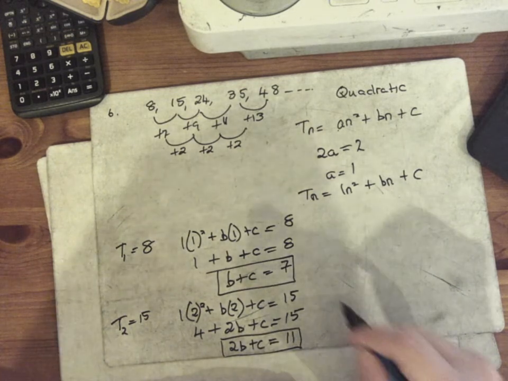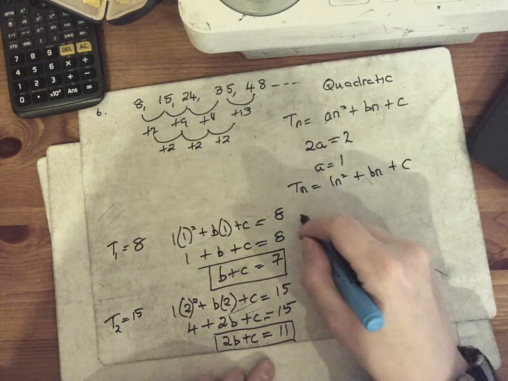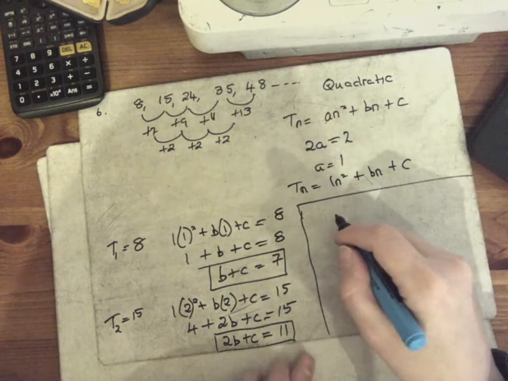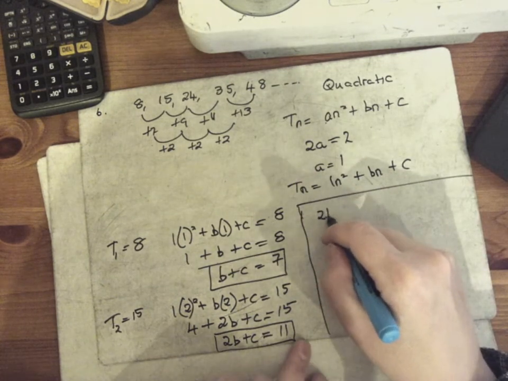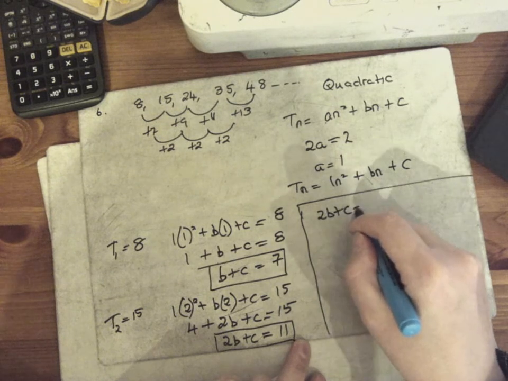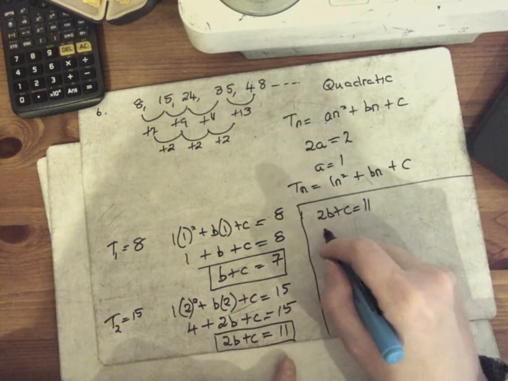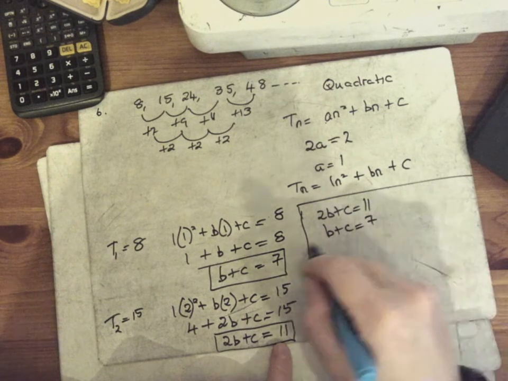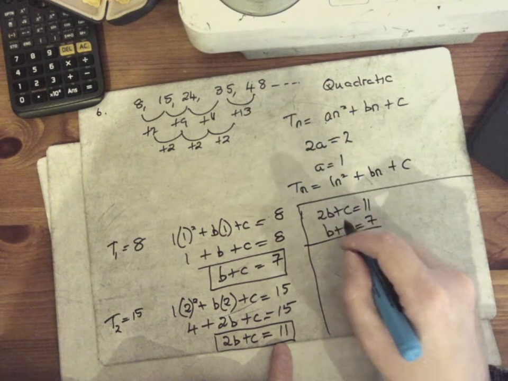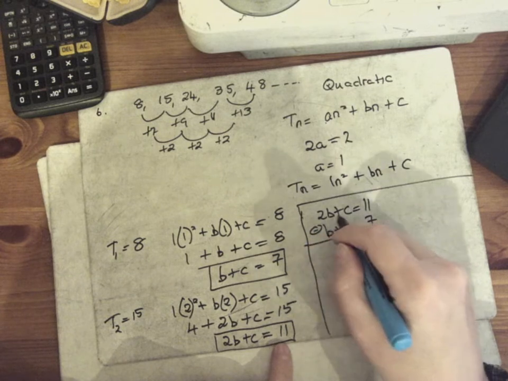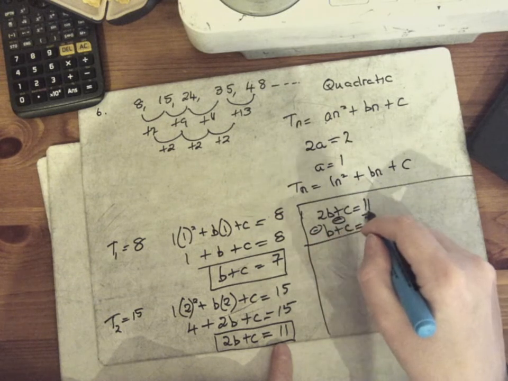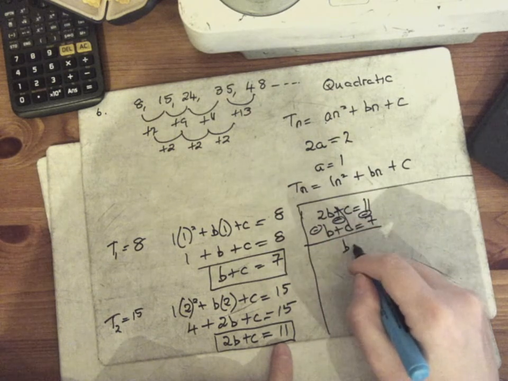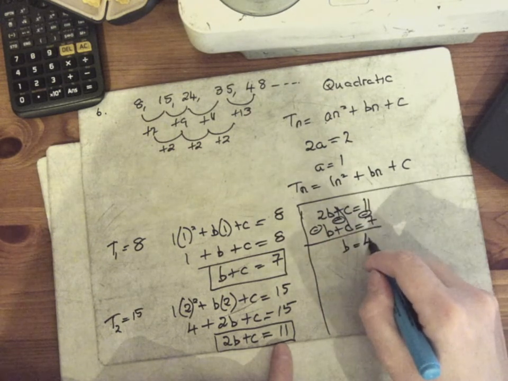So then you do simultaneous equations. I'm going to do it over here. The first equation is 2b plus c equals 11. The second equation is b plus c equals 7. So I'm going to make my b's or c's cancel. They're the same number, but I need to change the sign. So change that sign, change that sign. C's cancel. 2b minus b is b, and 11 minus 7 equals 4.